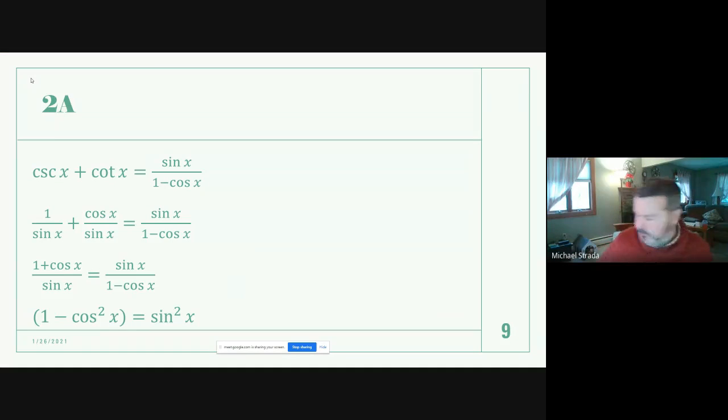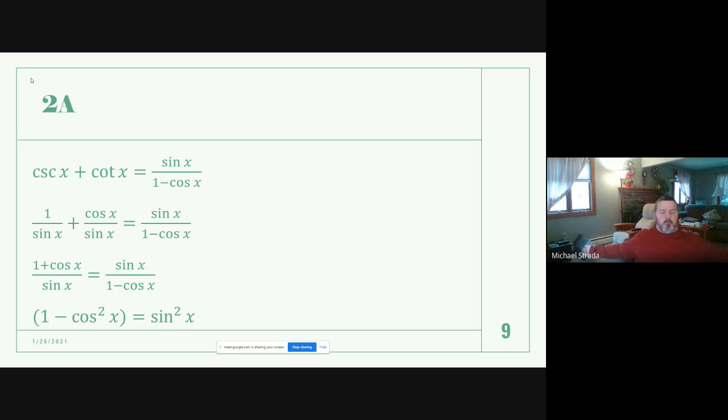All right, so there's number 2, letter A. When in doubt, write everything in terms of sine and cosine. Cosecant is 1 over sine. Cotangent is cosine over sine. You would then hopefully recognize that they are both over sine, giving them a common denominator. So I can combine those. 1 plus cosine x over sine x equals sine x over 1 minus cosine x.